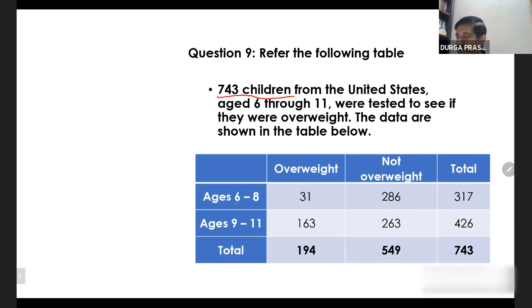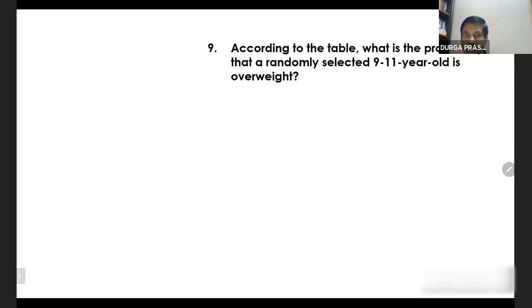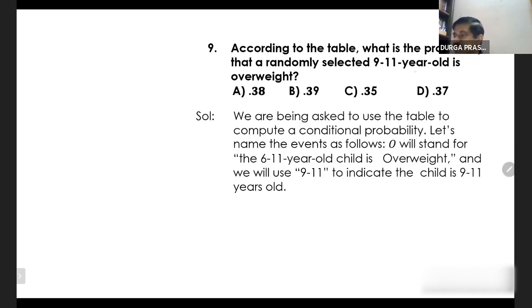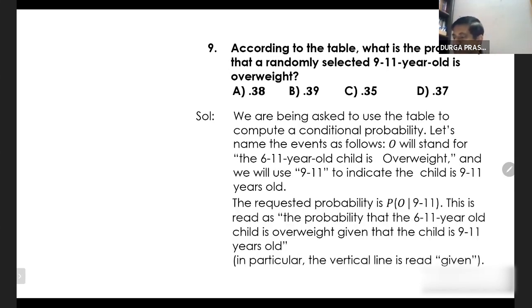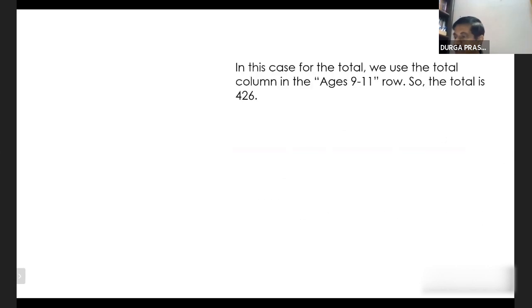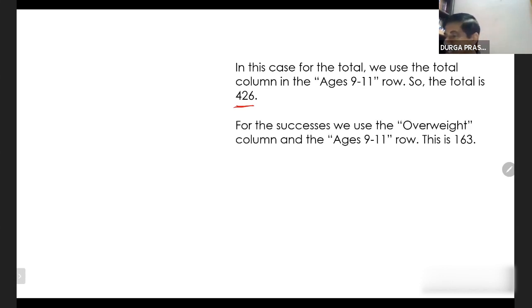Means we have children in the ages 6 to 8 group, and the other is the 9 to 11 group. So let us see what is the question. According to the table, what is the probability that a randomly selected 9 to 11-year-old is overweight? So 9 to 11 years, the total is 426. And overweight children is 163.